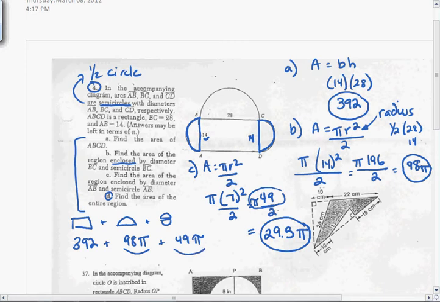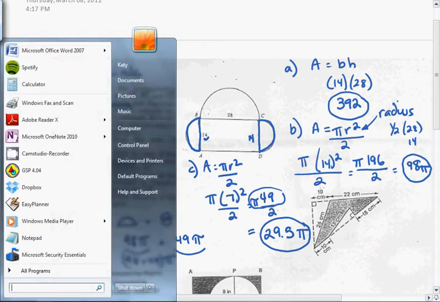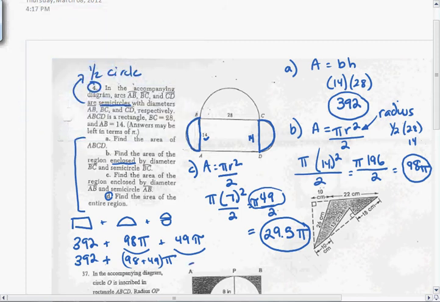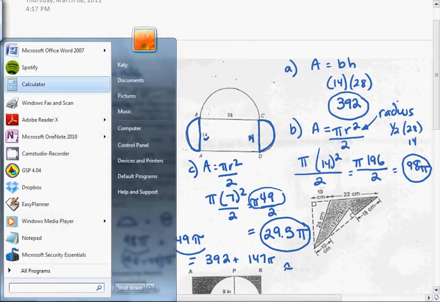The 98 pi and the 49 pi are like terms. They both have a pi, which means I could still keep this exact and make it 392 plus whatever 98 plus 49 is. 98 plus 49 is 147. So my answer is 392 plus 147 pi, or I can approximate that.